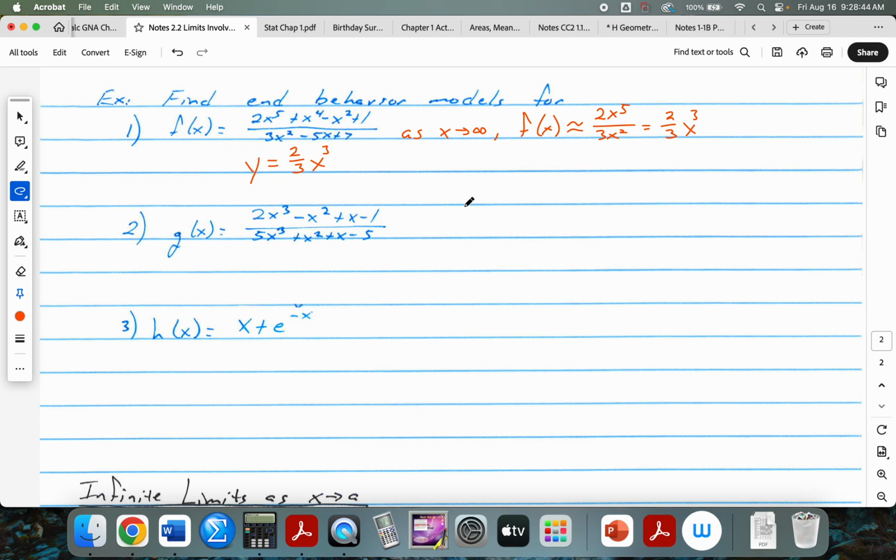Let's take a look at this next one. As x goes to infinity, g of x can be approximated by, again, just taking the leading terms, 2x cubed over 5x cubed, which is 2/5. Y equals 2/5 is our end behavior model, which is another way of saying the horizontal asymptote is 2/5. Right? The graph will become indistinguishable from y equals 2/5.